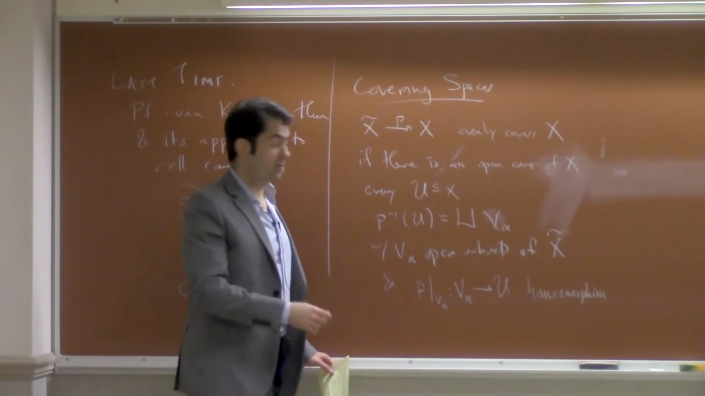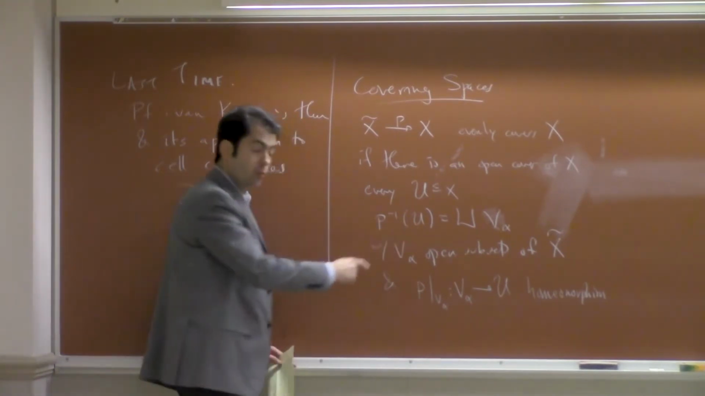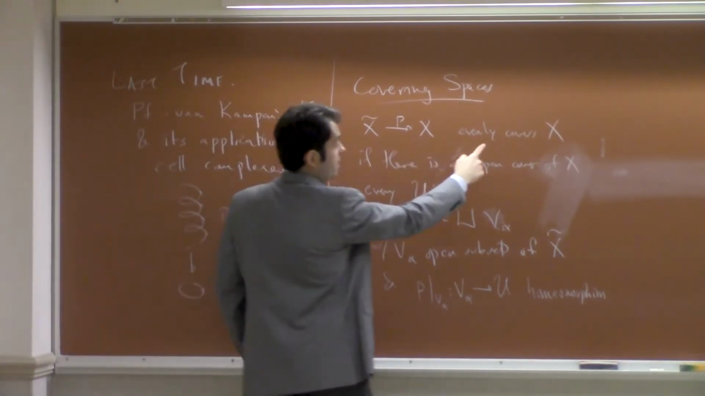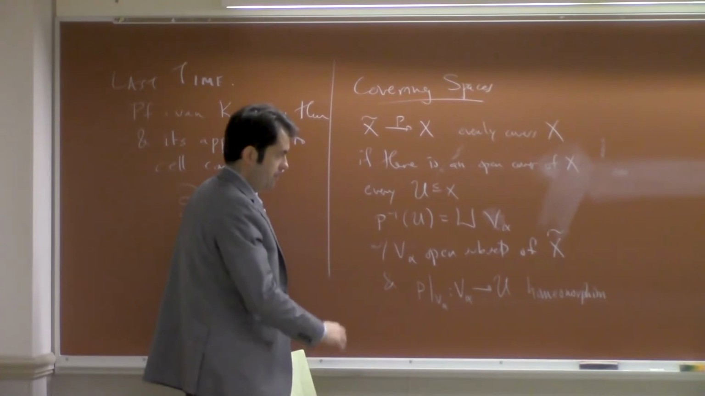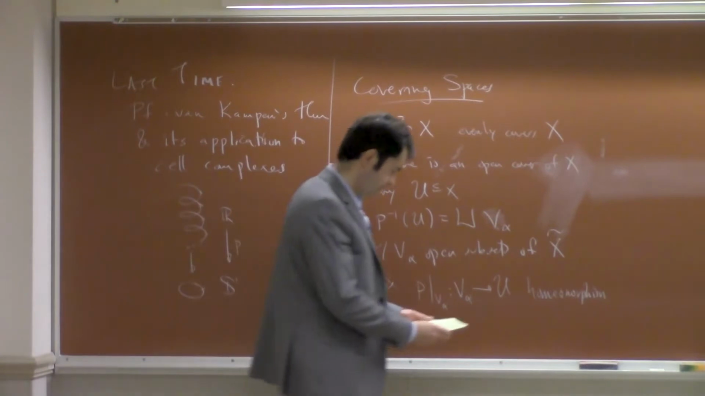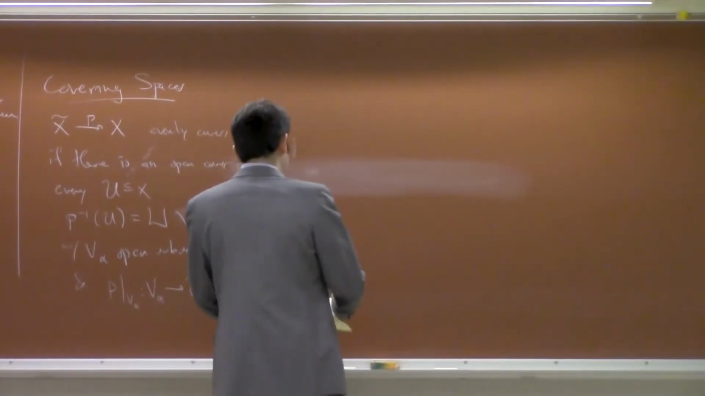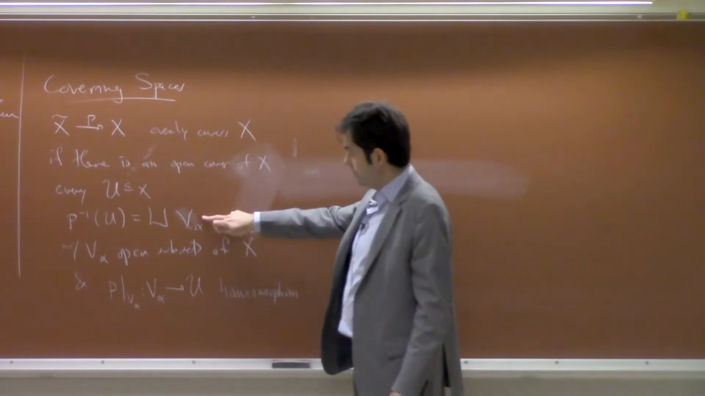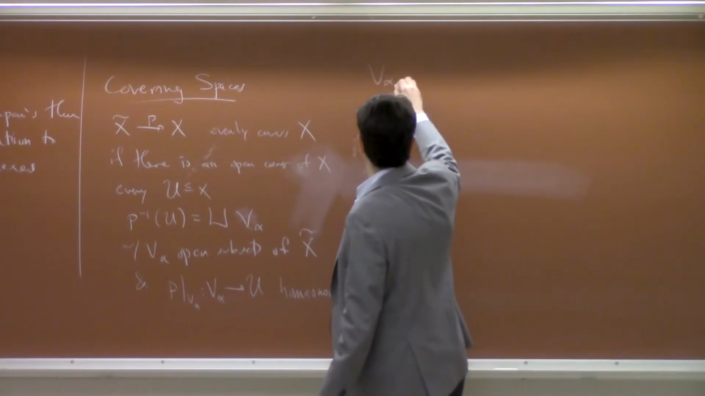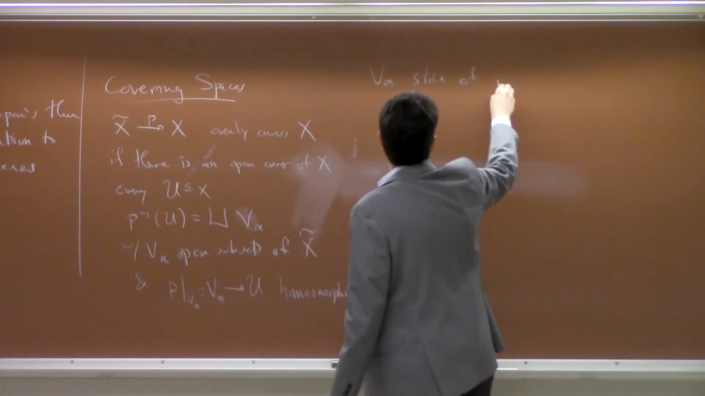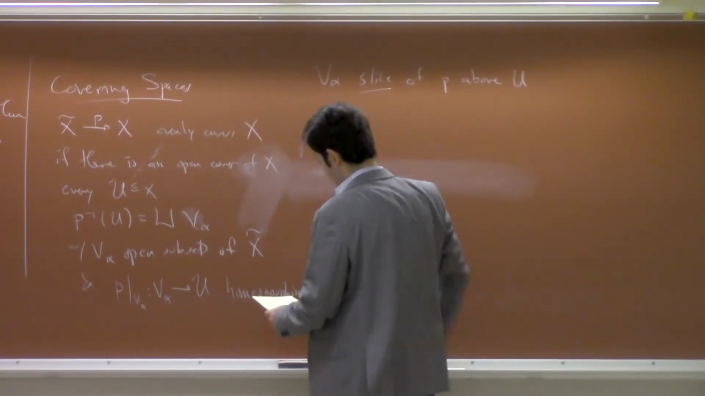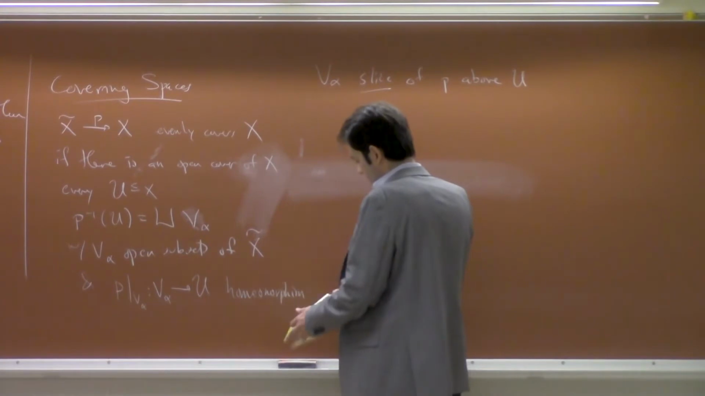Right. So if this happens, we say that the open set U is evenly covered, and that this covering map evenly covers X if you have a cover by such evenly covered open subsets. If we want to refer to these subsets of the inverse image, we call the V alpha a slice of P above U. Okay.